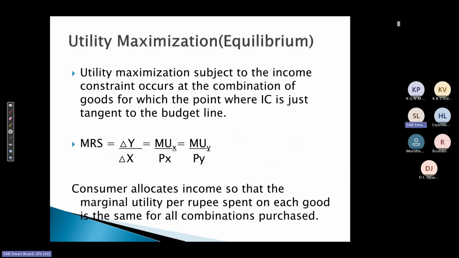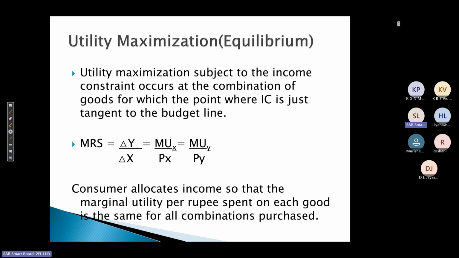Now, what is the equilibrium? We identified the indifference curve that explains the utility side, the satisfaction the consumer gains by consuming different products. There can be different points along the indifference curve, which explains the marginal rate of substitution. And to explain the budget situation, because the consumer can consume only under the budget, income is the constraint.